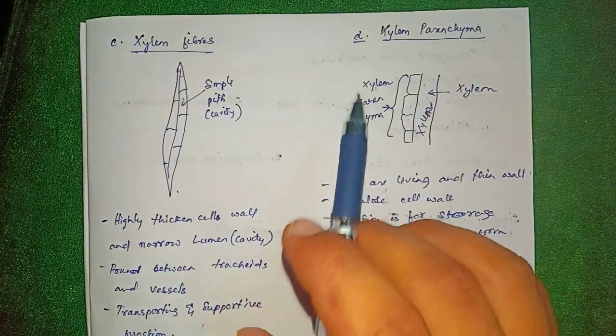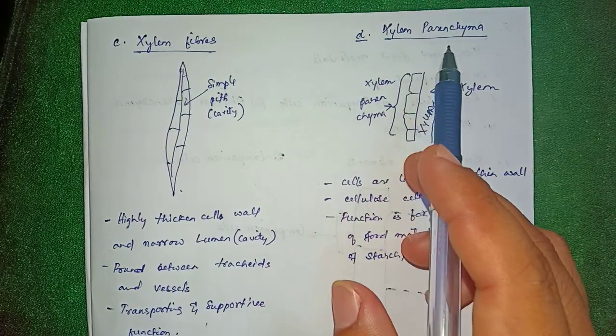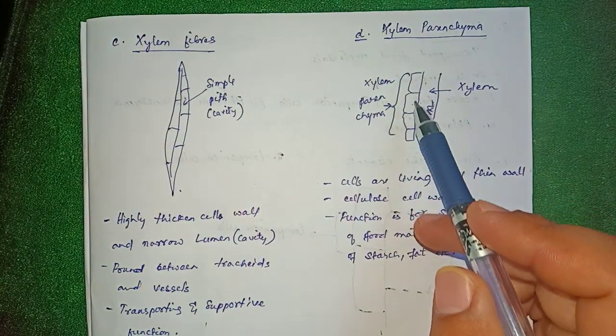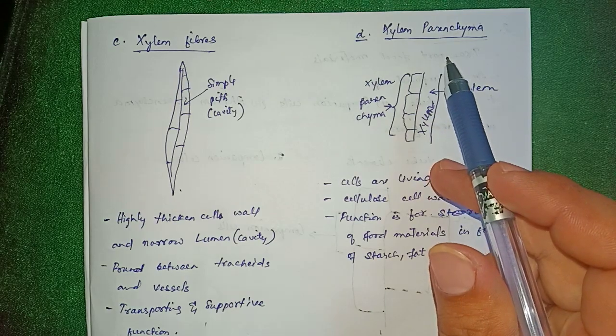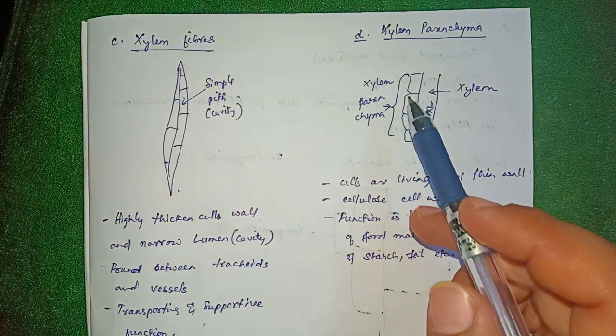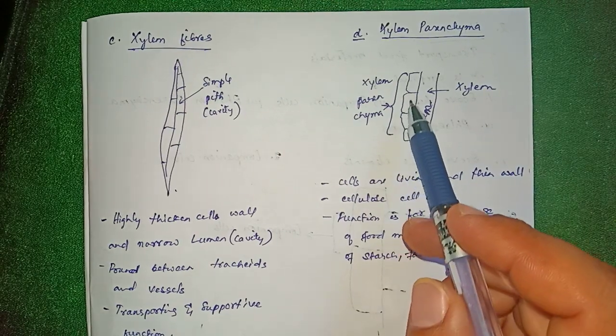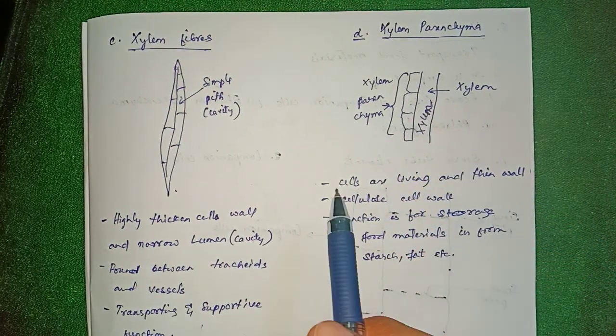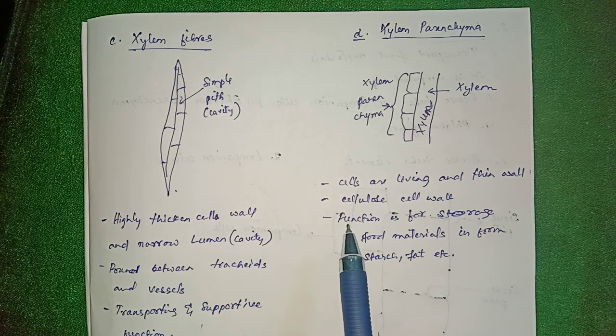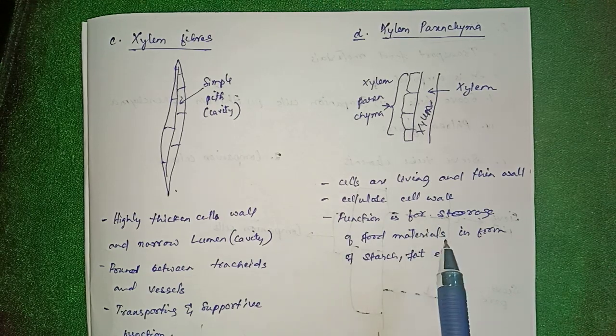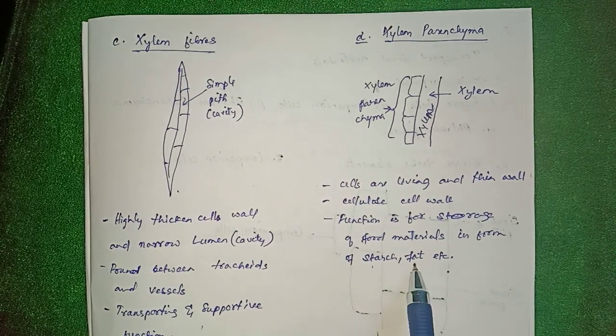The fourth is the xylem parenchyma. The xylem parenchyma are found in association with the xylem elements. They are living cells having thin walls, and the cell wall is made up of cellulose. The main function of this xylem parenchyma is storage of food materials in the form of starch and fats, etc.